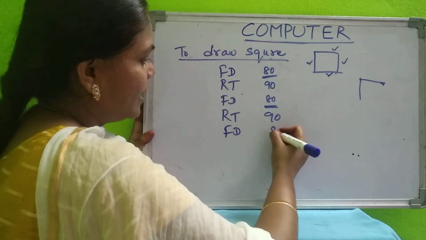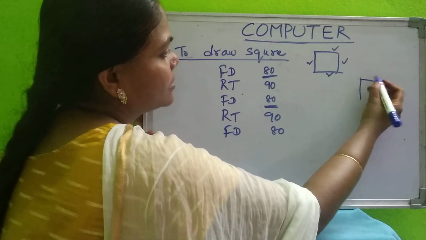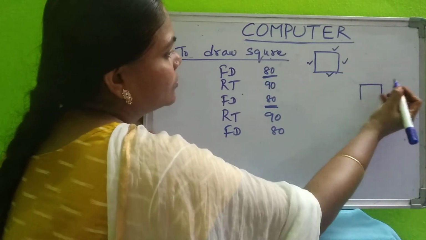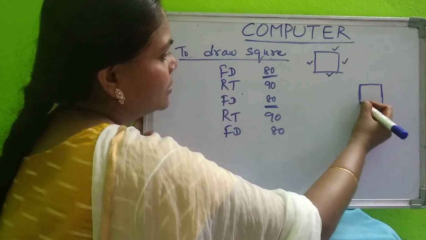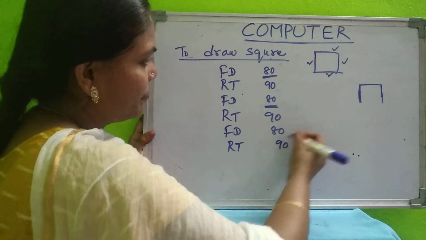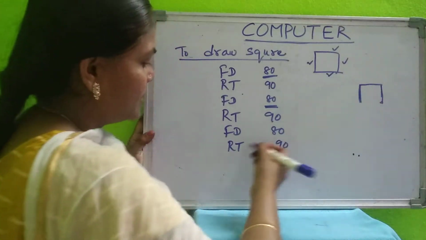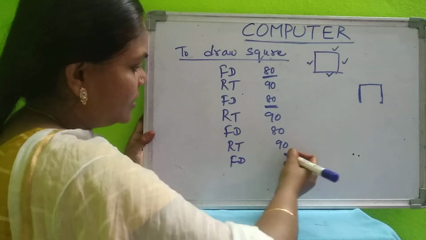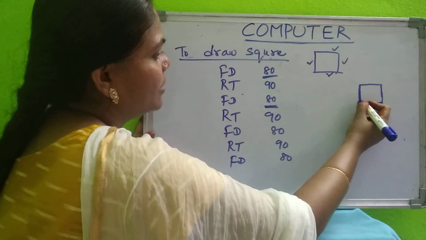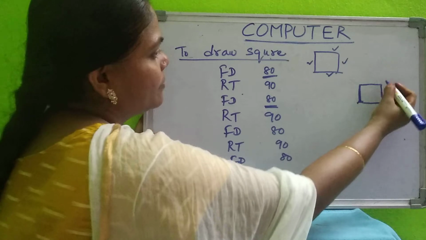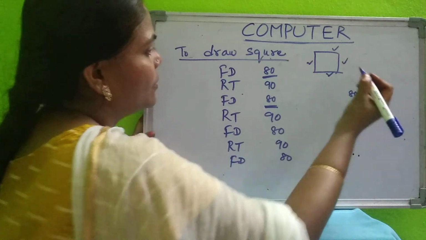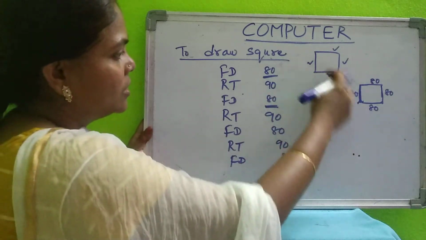Again FD 80. So what happens? Again here it will draw. Okay, 80. After 80, next RT 90. Again we have to rotate it to the right side. Again FD 80. Okay, this will draw like this. Your turtle will be here. So 80 units, 80 units, 80 units, 80 units. With all 80 units we have drawn a square.